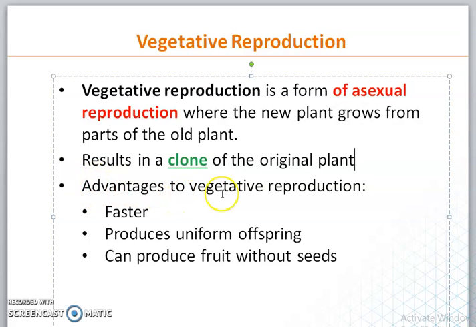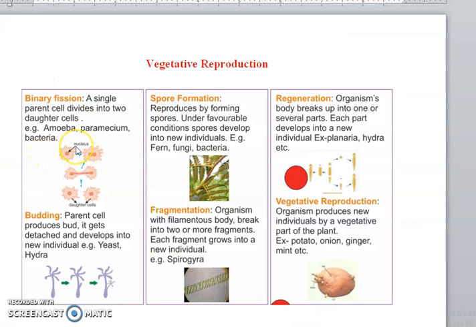The advantage of vegetative reproduction is the very short amount of time, so it's considered a very fast way of reproduction. Another advantage is the production of uniform offspring, as explained in the second statement. And the last one is that it can produce fruit without seeds. To keep reminding you what vegetative reproduction means, let's remember.